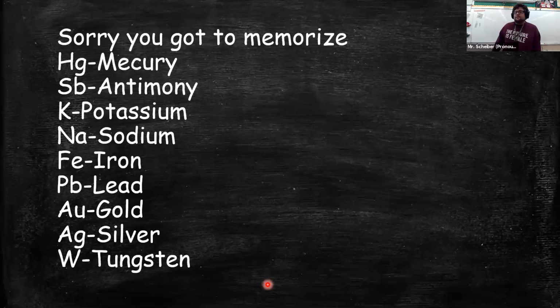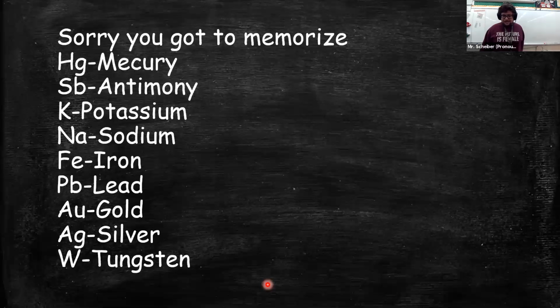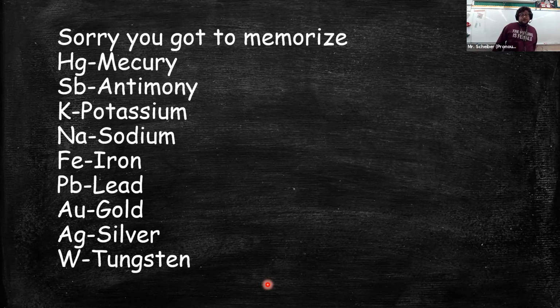The reason that some of the names are different from the symbols is that they come from the original Greek or Latin words. For example, potassium, symbol K, comes from, I believe, a Greek word, kalium. Actually, that sounds more Latin to me. Iron comes from ferrum. Mercury comes from hydrargyrum. Gold, Au, is from aurum, and silver, Ag, is from argentum.